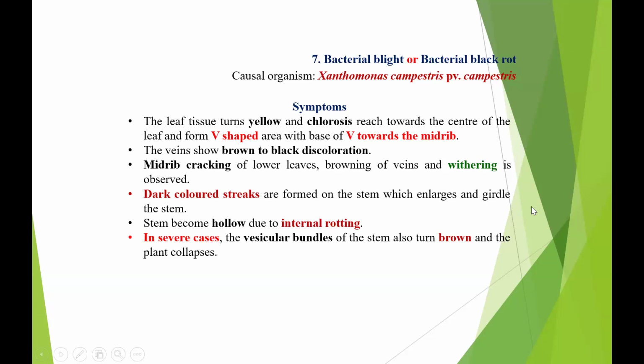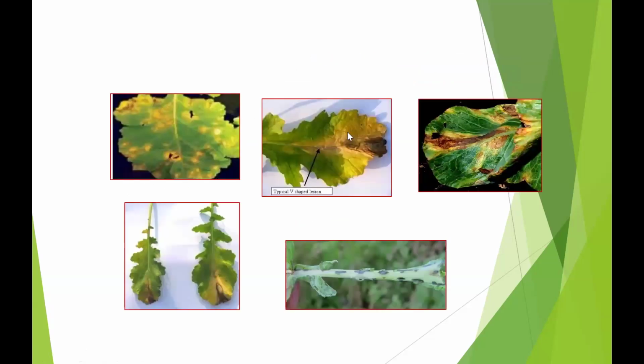The stem becomes hollow due to internal rotting. In severe cases, vascular bundles of the stem also turn brown and the plant wilts. This is how the V-shaped chlorosis is seen, from the base towards the midrib.